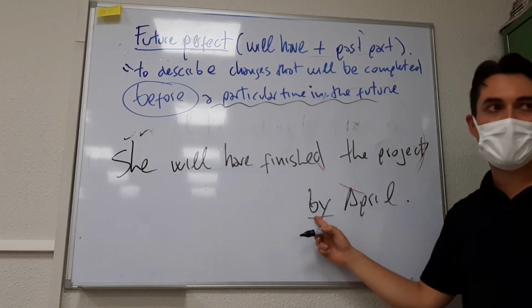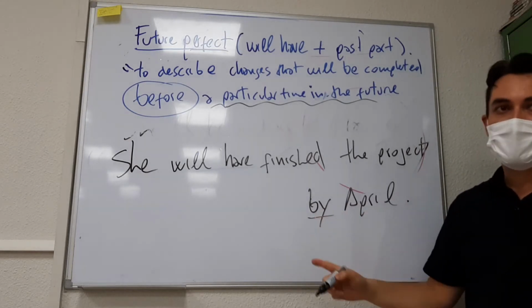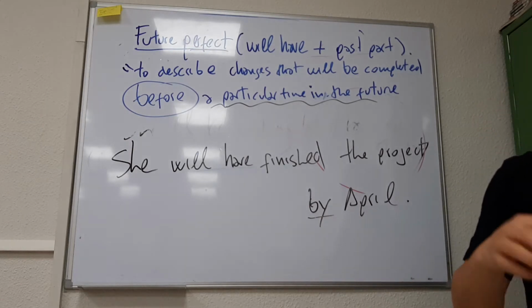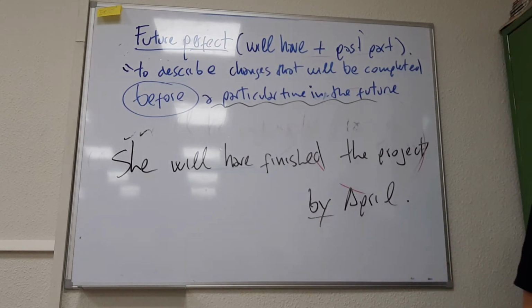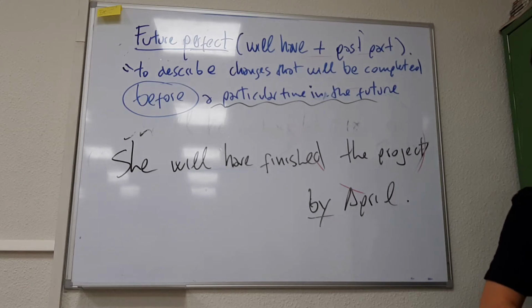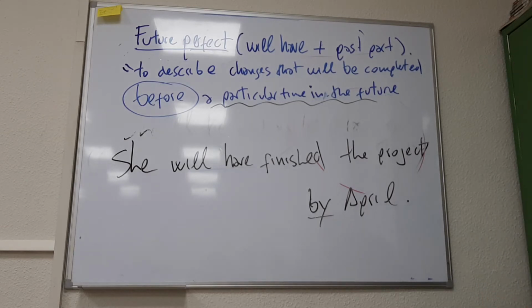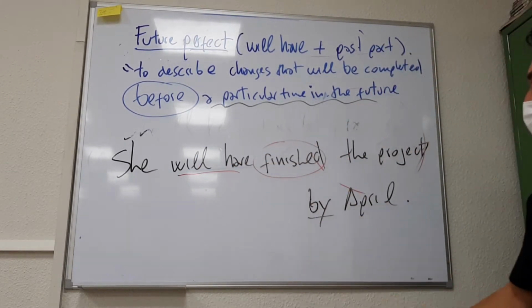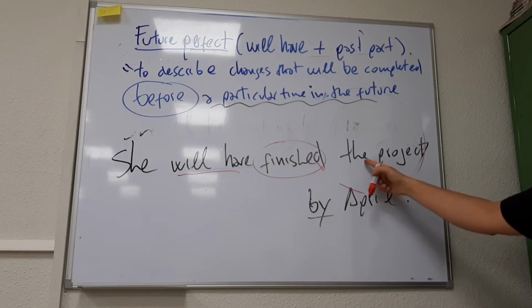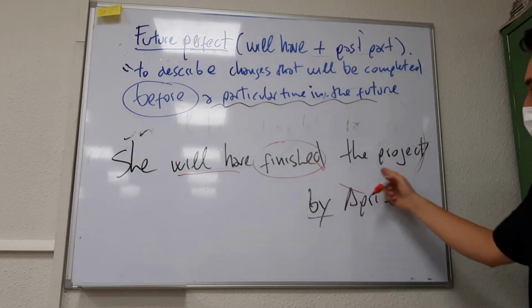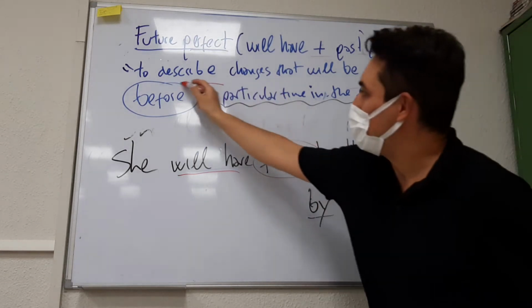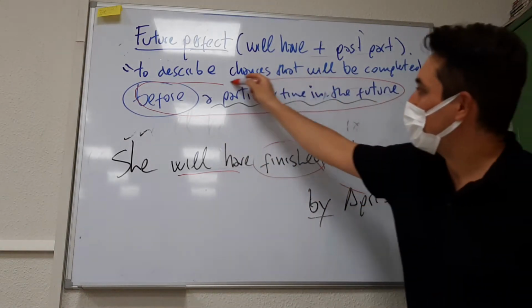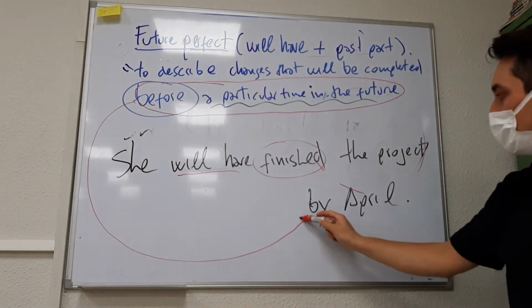By April. This by April means, in Spanish you would say para abril o para antes de abril. It would be just before April. So she will have finished the project by April. What do we have here? We have the structure, will have, and past participle. Then the change, the fact that she's going to finish the project, and then by April, before a particular time in the future. In this case, by April.